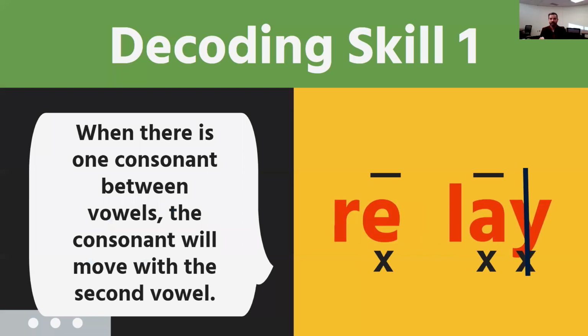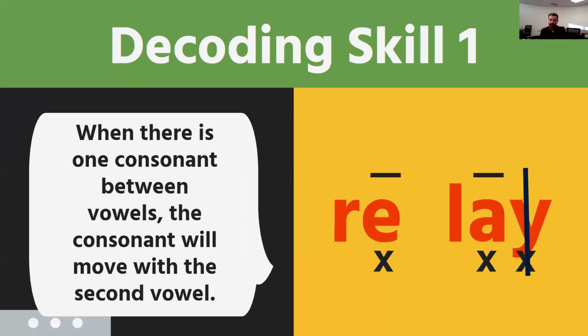Okay, so we mark our vowels. We've got 3 vowels here, E, A, and Y. So we know that there's probably going to be an adjacent vowel issue in this word. But let's start with the fact that there's only one consonant between our vowel groups. So the L will move with the second syllable, and we're left with RE, which follows phonetic skill 3. It'll be long, re.